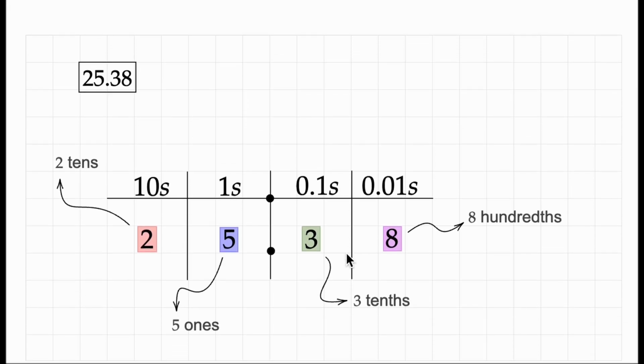To figure out where to put a decimal on a place value column, you look for the point. The number to the immediate right is always the tenths value, so you put that in the column first. So here we have 3 tenths. And then you fill out the hundredths, so 8 hundredths, and then the integers, 5 ones and 2 tens, which are to the left of the decimal point. Now, let's go through 2 examples.